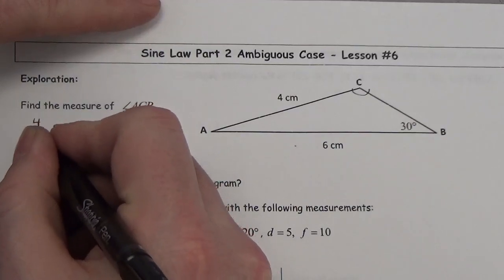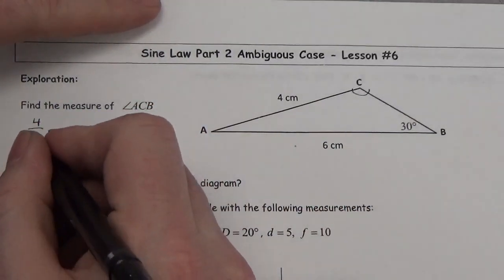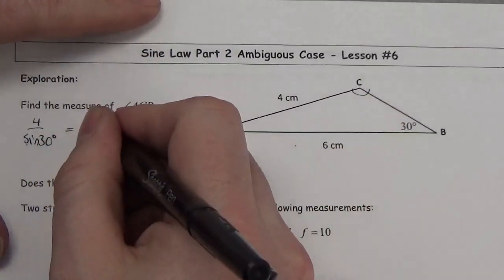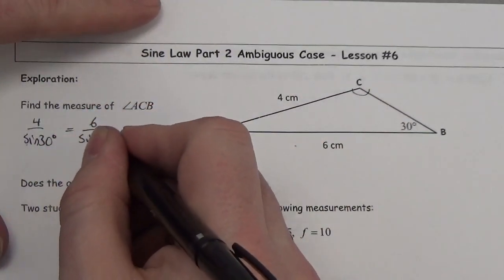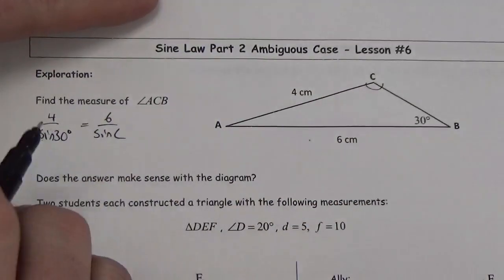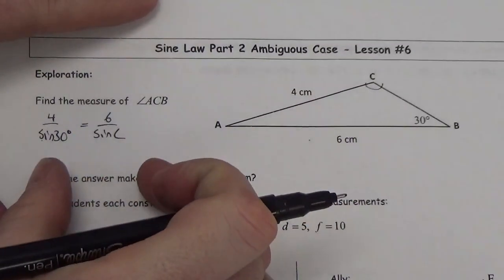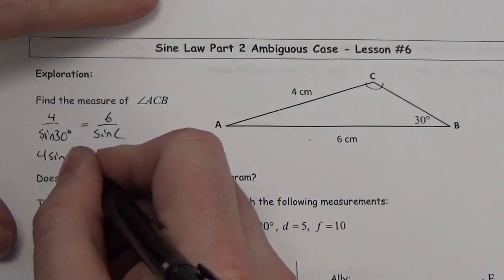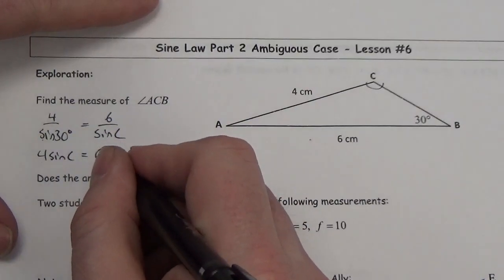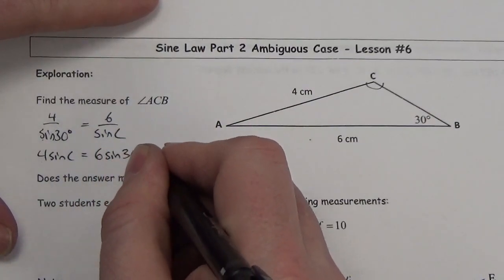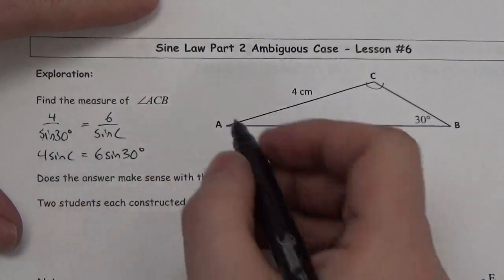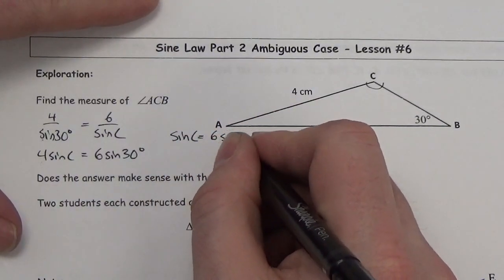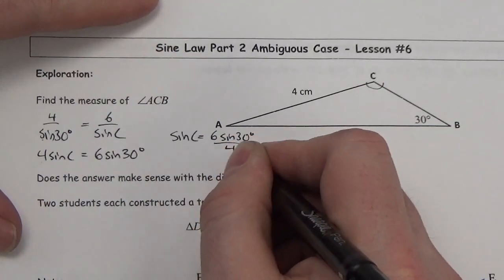So I'm going to have 4 over the sine of 30 degrees, and that's going to be equal to 6 over the sine of C. Now once I've got this proportion set up in the sine law, I'm going to cross multiply. So I'm going to get 4 multiplied by the sine of C is equal to 6 multiplied by the sine of 30 degrees. Then I'm going to solve for the sine of C. So the sine of C here is going to equal 6 sine of 30 degrees divided by 4.